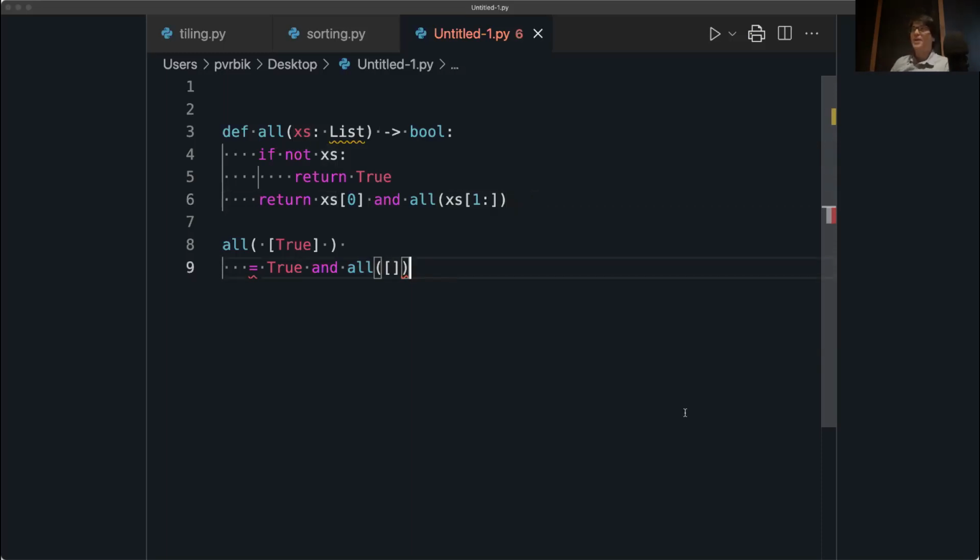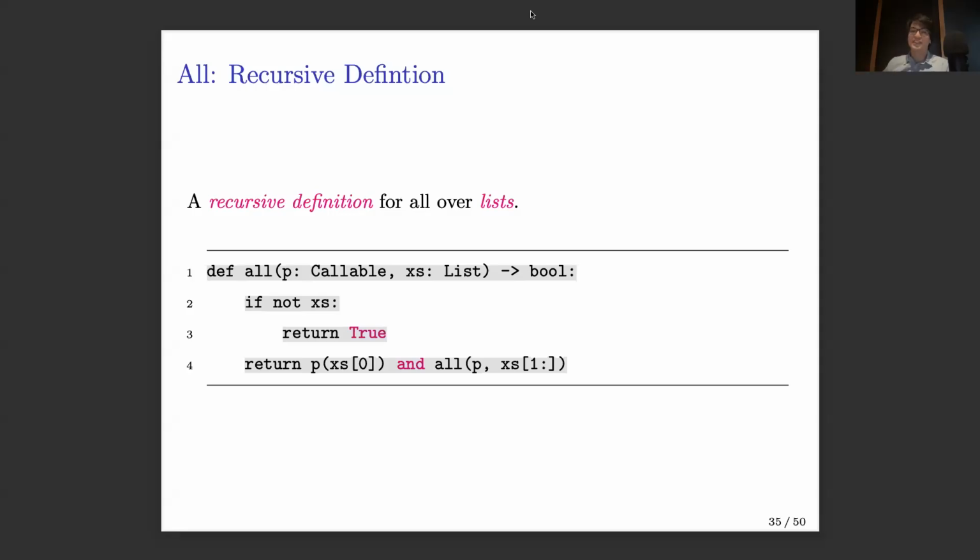Okay, so by this logic, all empty can't be false, because it would just always return false no matter what we give it. Therefore, it has to be true, right? So that's a second way of understanding it. I prefer the first way, right? There are no falses in an empty list.